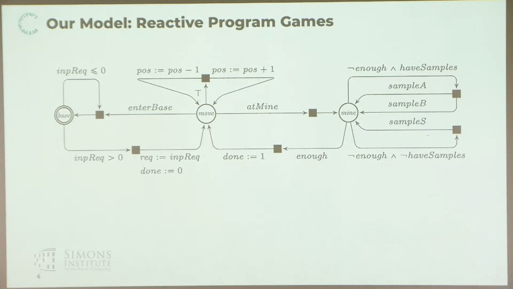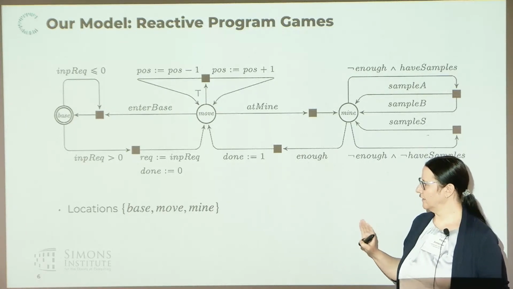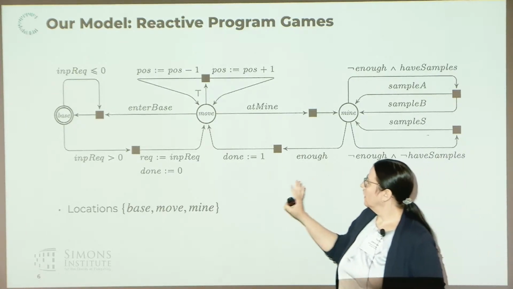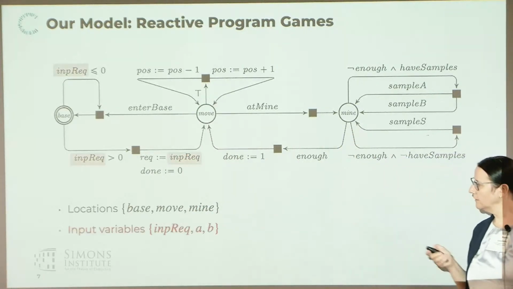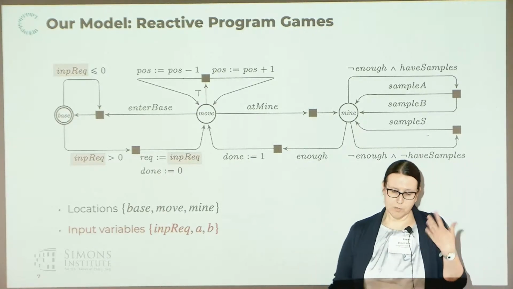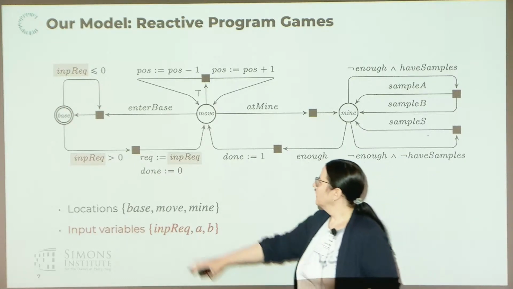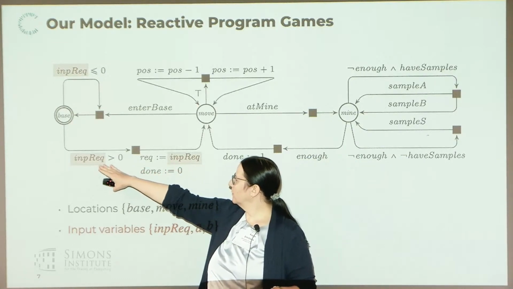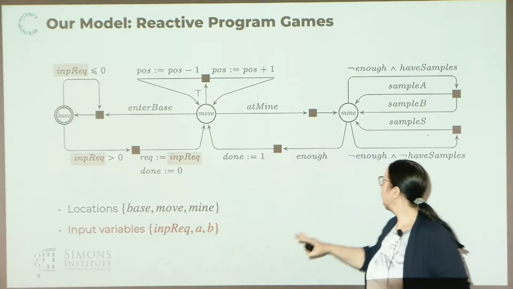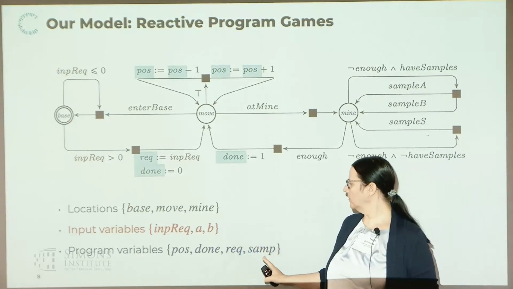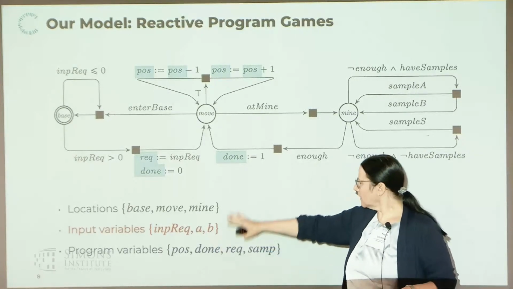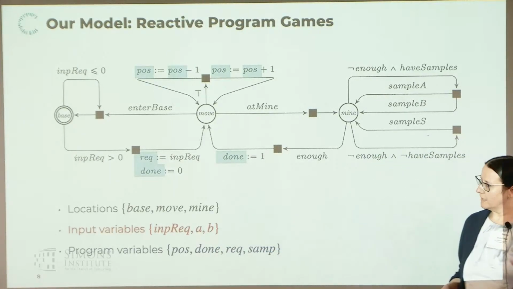Now, for now, it's not necessary to understand the details of the example itself, and we represent infinite state two-player turn-based games using this type of structures where we have a finite set of locations. So in this case, this is base, move, and mine. We have input variables whose values are determined by the environment. In this case, this is the number of requested samples and some other variables A and B that come up here, and we will see them later. And we also have program variables, which are used to represent the state of the game.